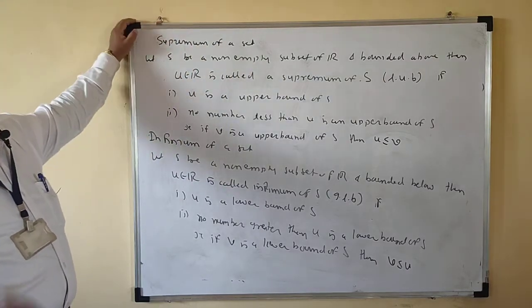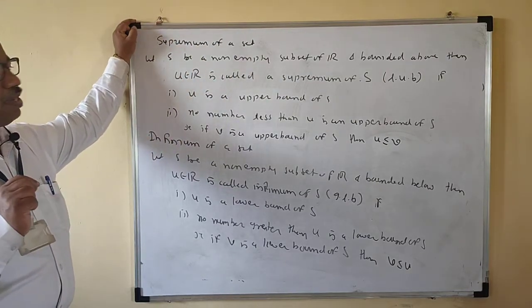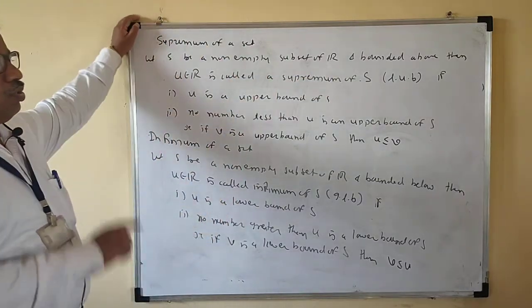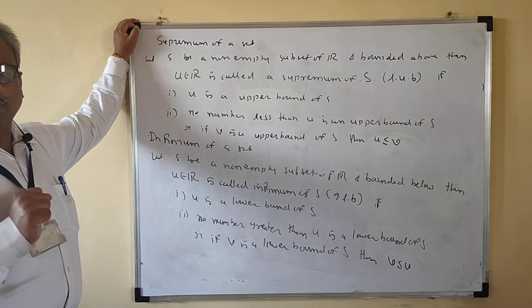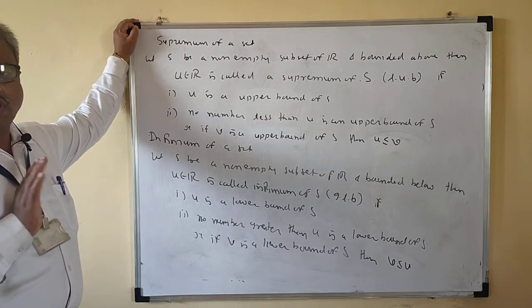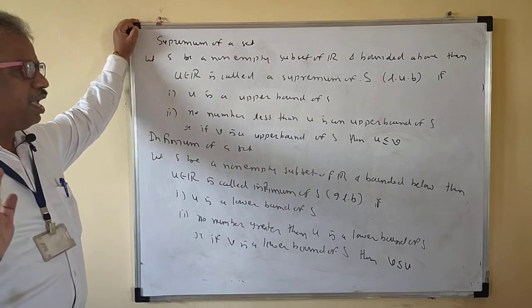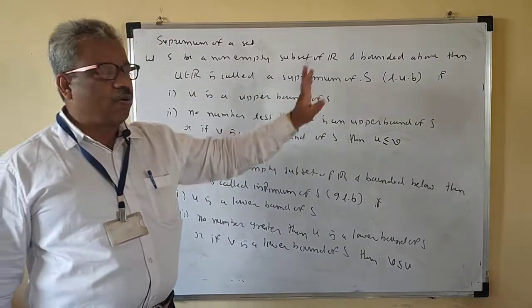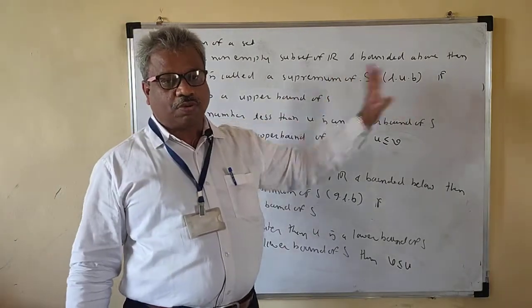Suppose S is a non-empty subset of the set of real numbers R. So that is bounded above. When the supremum exists: if S is bounded above, then only the supremum exists. If S is not bounded above, then the supremum will not exist. Then U is a real number, and it's called the supremum of S. It is also called the least upper bound.